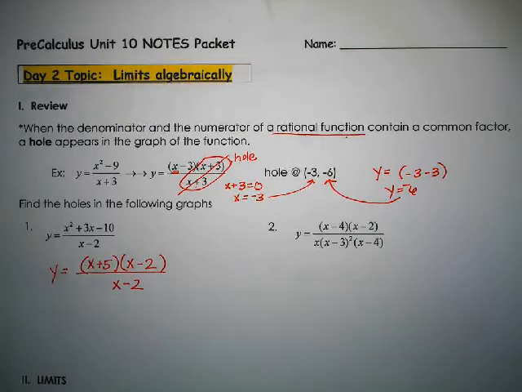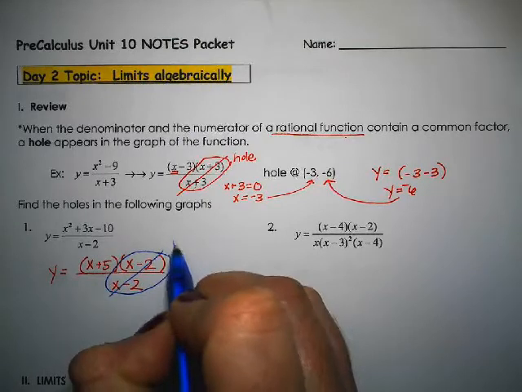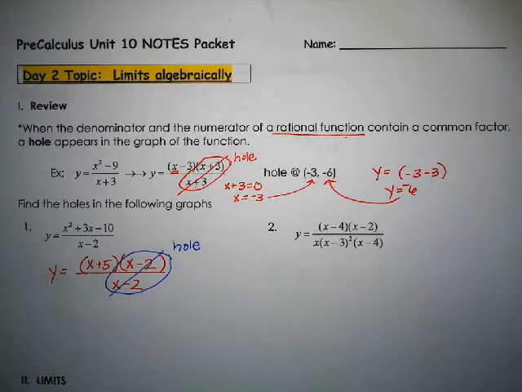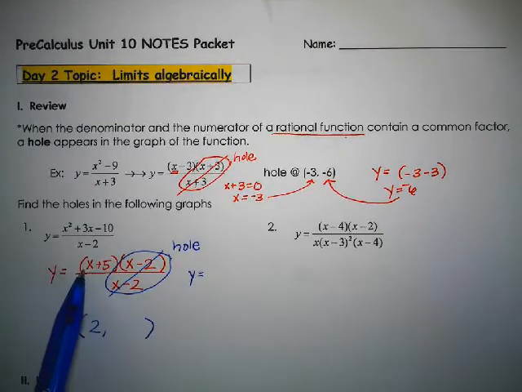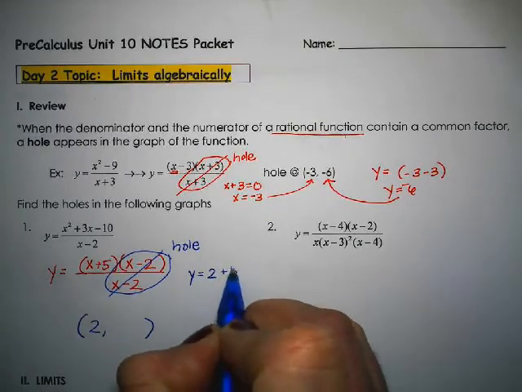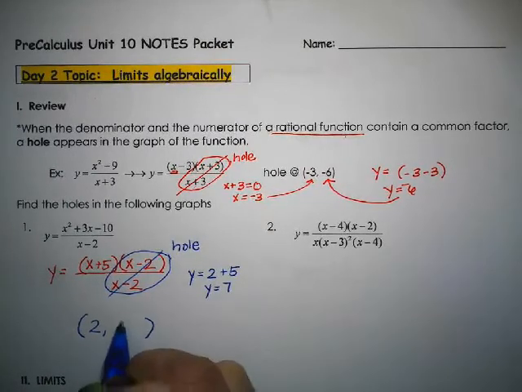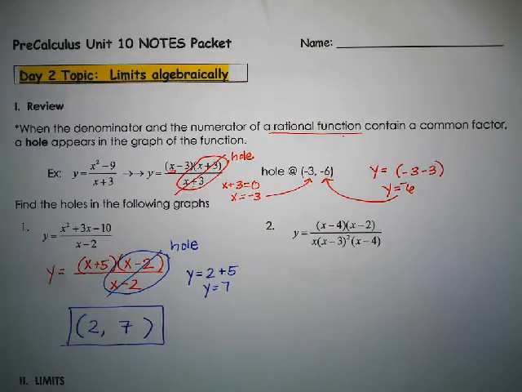Okay, so now I'm going to look and say, do I have a common factor? And I do. My common factor is right here, the x minus 2. So those are going to cross off, and whenever we have a common factor, it's going to make a hole. So I'm going to figure out where the hole is. The x coordinate of the hole is going to be +2. And to find the y coordinate of the hole, I'm going to go into what's left, which is just x plus 5, and plug in 2 for x. My y coordinate is going to be 7. So the hole in my graph is going to happen at (2, 7).